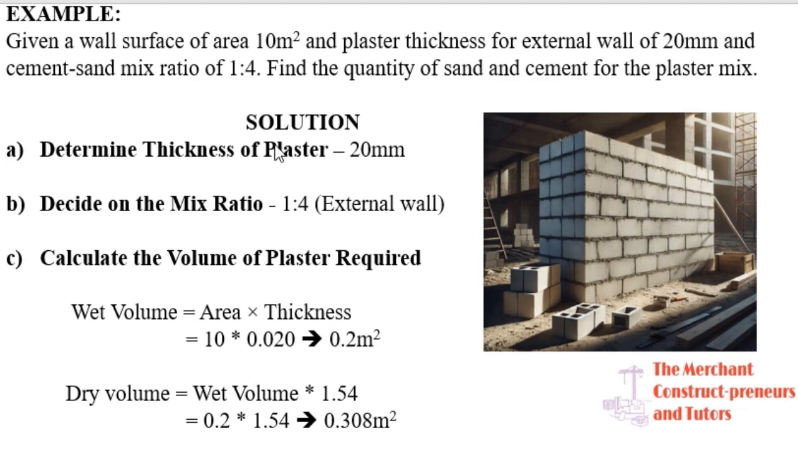Okay, so determine the thickness of the plaster. Now we are saying this thickness of the plaster will be 20 millimeter. Some use 25 millimeter, some use 15 millimeter, some use 30 millimeter. Like I said, depending on what you want to achieve and the purpose the wall is serving. Now the mix ratio, the same thing. It's an external wall, so we are going for 1:4. Some can go for 1:5, some can go for 1:6, depending on what you want to achieve with the wall.